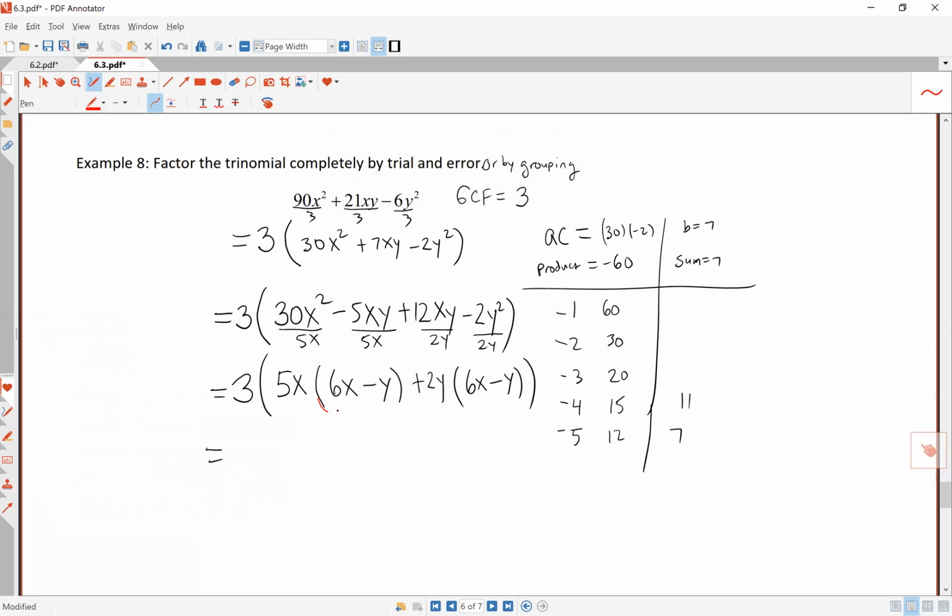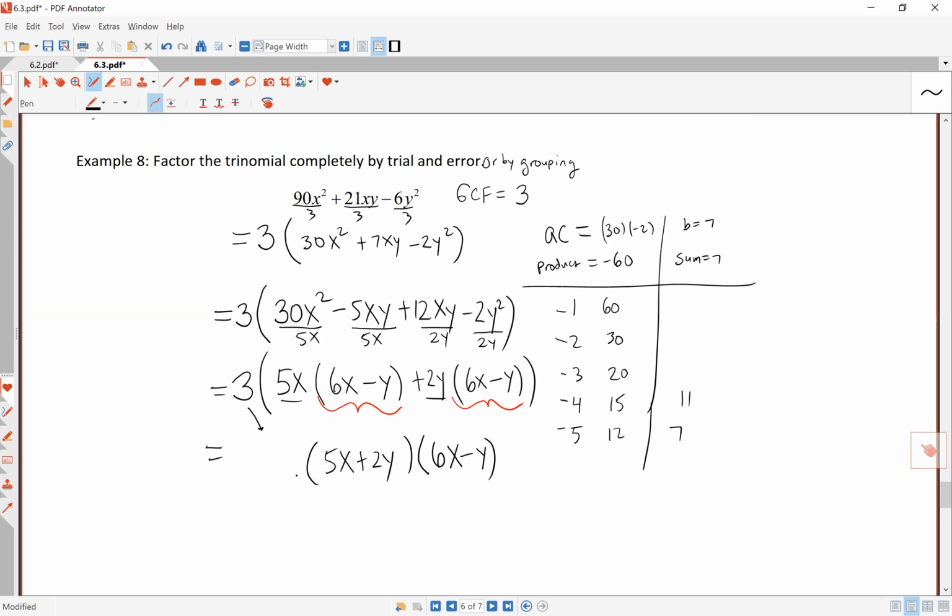We see a common binomial of 6x minus y. So we factor that off to the right-hand side. We'll be left with 5x plus 2y. And we can't forget about the original GCF of 3. So we get 3 times 5x plus 2y times 6x minus y.